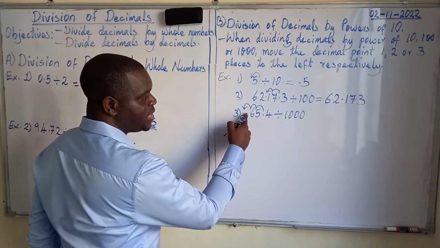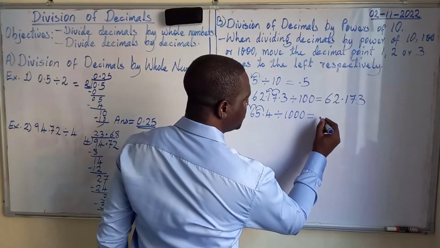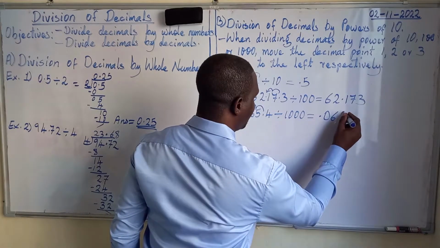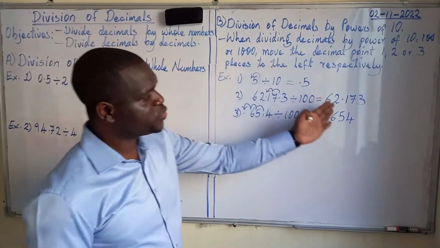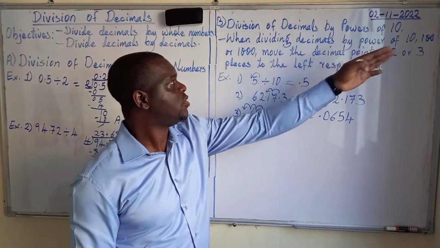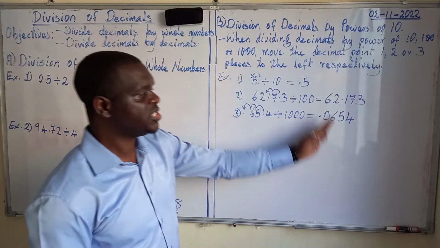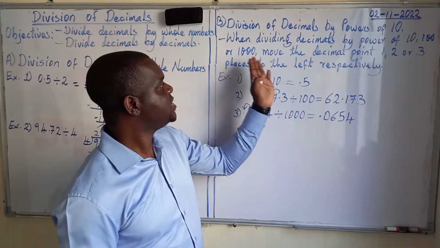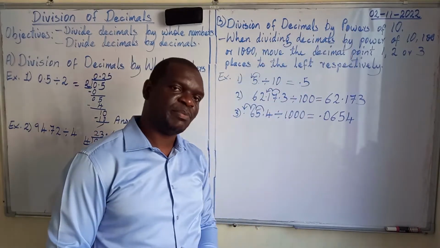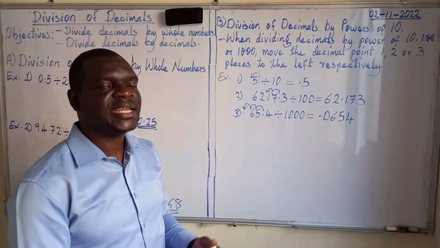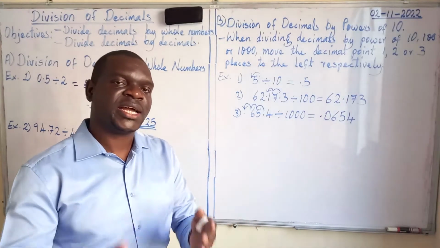So with this empty space, you have fixed a 0. This will be 0.0 here, then 6, 5, and 4. This is what you do if you're asked to multiply by powers of 10, 100, or 1000. You simply just shift the decimal point to the left according to the number of zeros that you have in the power.